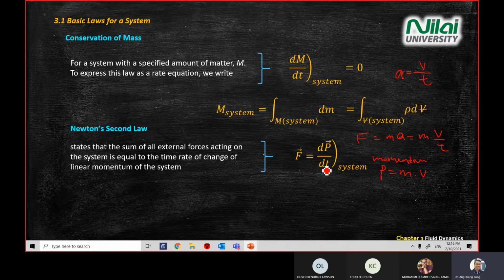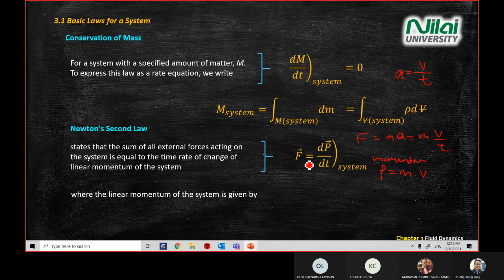So again, the first law that we learned is conservation of mass. It deals with mass. So there's no change of mass inside the system. In the mathematical model, we write dm over dt equals 0. When we talk about Newton's second law, you recall F equal to ma, and recall the definition of acceleration, v divided by t. You combine mass and velocity, you get momentum. Then you put it back into Newton's second law equation, you get the rate of change of the momentum.